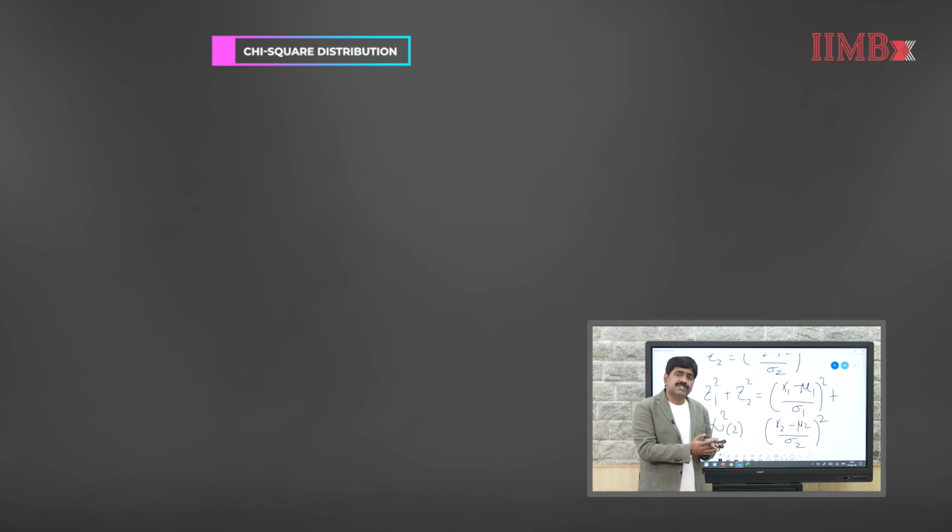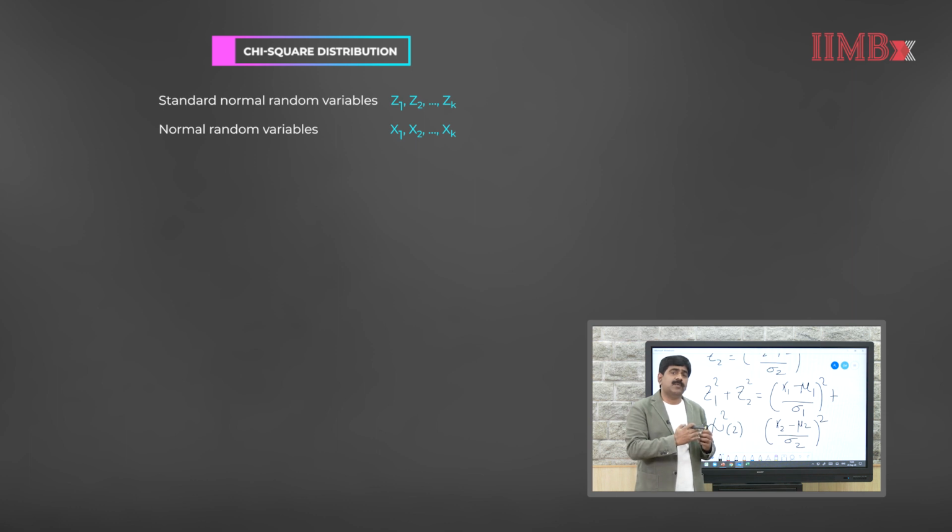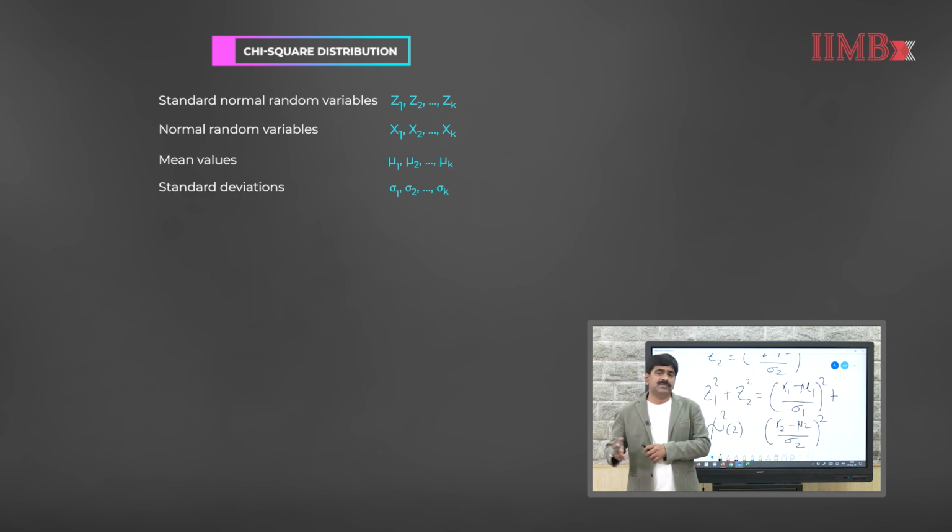A chi-square distribution with k degrees of freedom is given by the sum of squares of standard normal random variables z1, z2 up to zk, obtained by transforming the normal random variables x1 up to xk with mean values mu1, mu2 up to mu k and the corresponding standard deviation values sigma 1, sigma 2 up to sigma k.